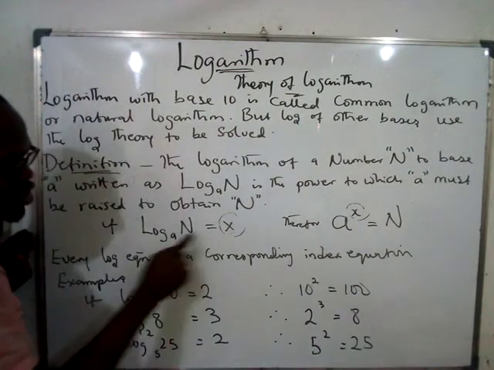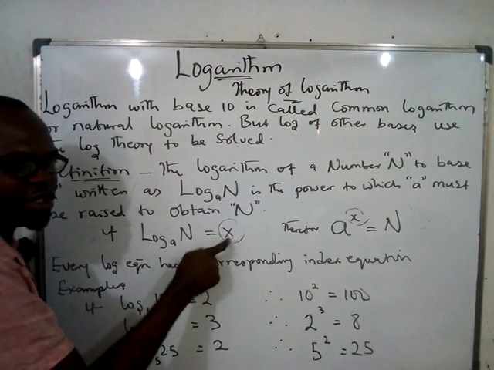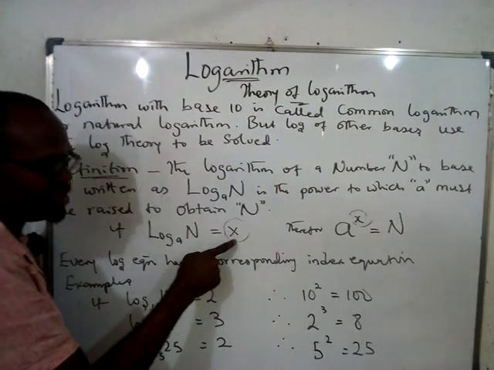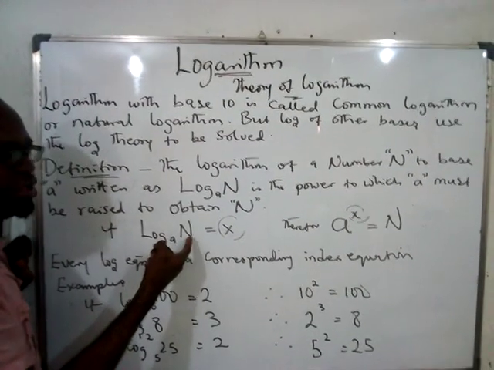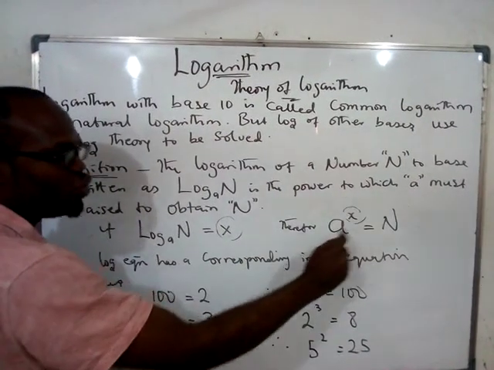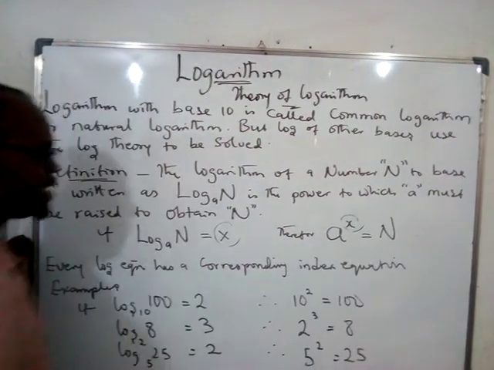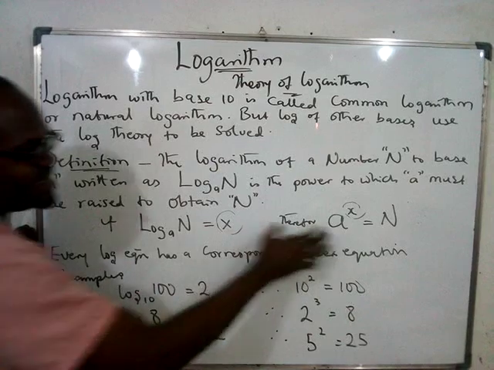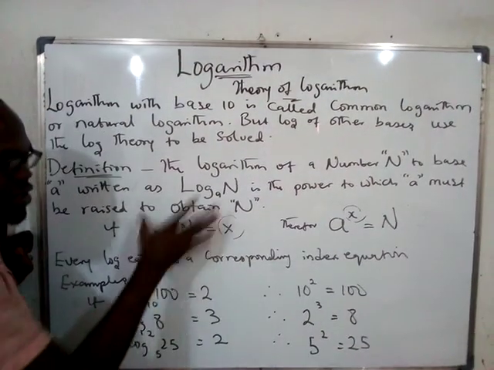Can you see this is log of n to base a. x is log of n to base a. You understand? x is log of n to base a, and it's simply the power to which a must be raised in order to get n. Is that clear? So this is the index notation of this very logarithm notation.